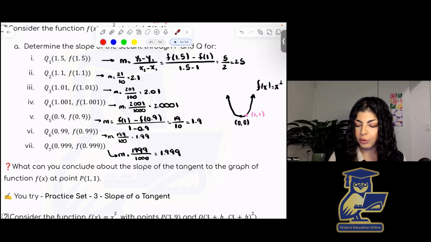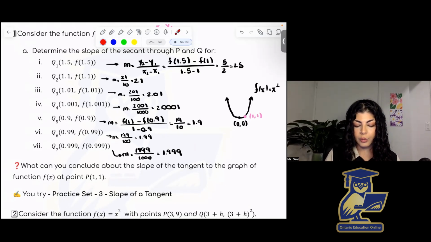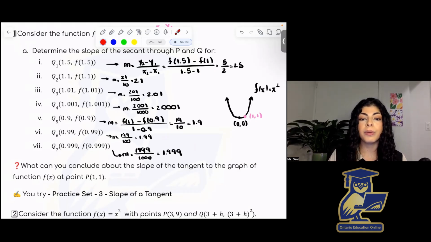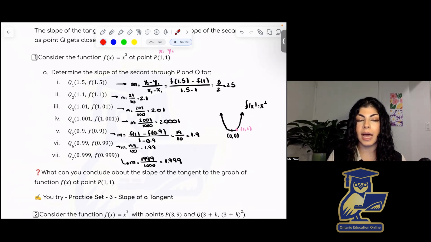Now, from the other side, if you start at 0.9, so somewhere from the left of the parabola, and draw the secant and again start to go closer, closer, and the x value is approaching 1. But now from the left-hand side, then we see that our output value is also getting closer and closer, so that the slope is giving us 1.9, 1.99, 1.999, and that one is also getting closer to 2. So what can you conclude about the slope of the tangent to the graph of the function at point P(1, 1)? We can conclude that the slope of the tangent would possibly be 2, as we can see that the behavior of the secants, which resembles that behavior of the tangent, is from both sides getting closer and closer to 2.